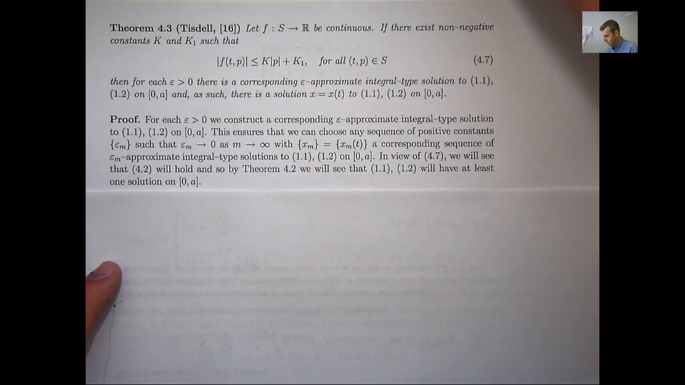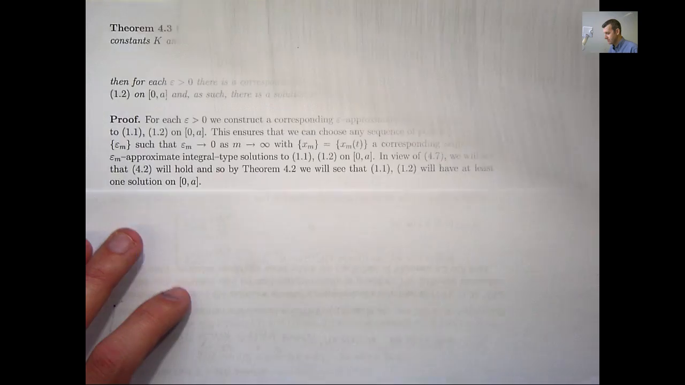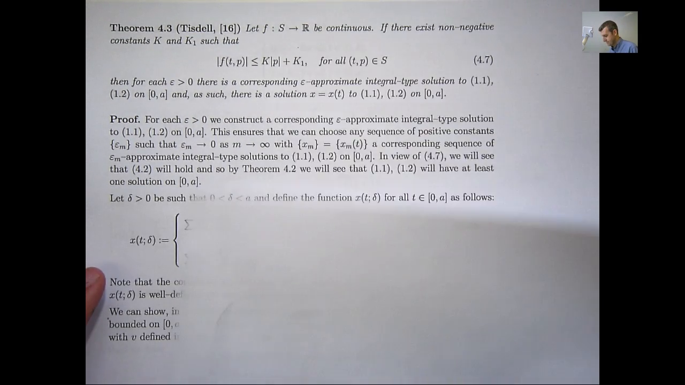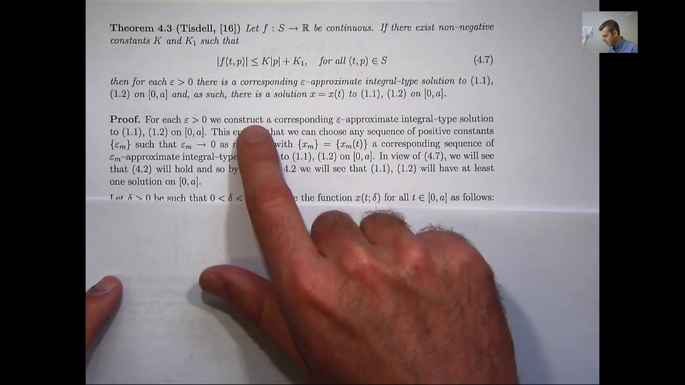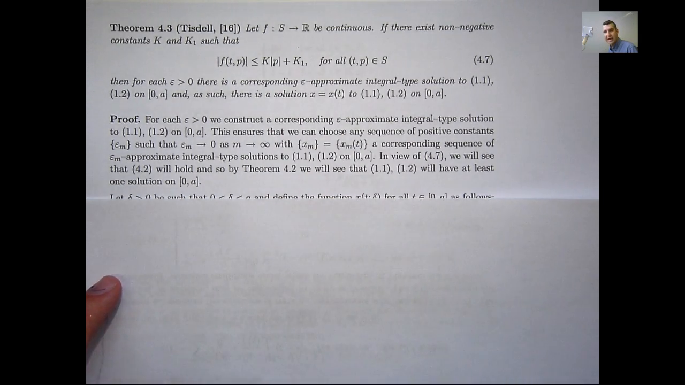So in view of 4.7, 4.2 will hold, and we'll have at least one solution to our problem. Okay, well, so let's construct a corresponding epsilon approximate solution to our initial value problem.